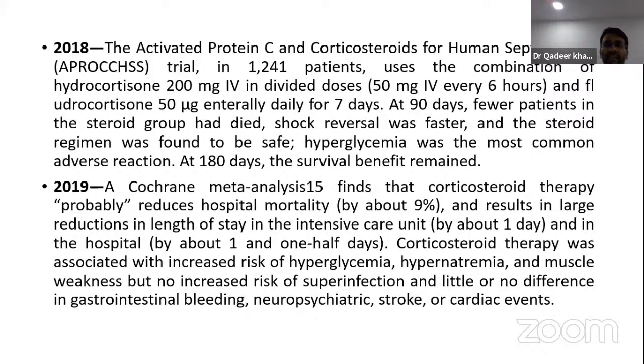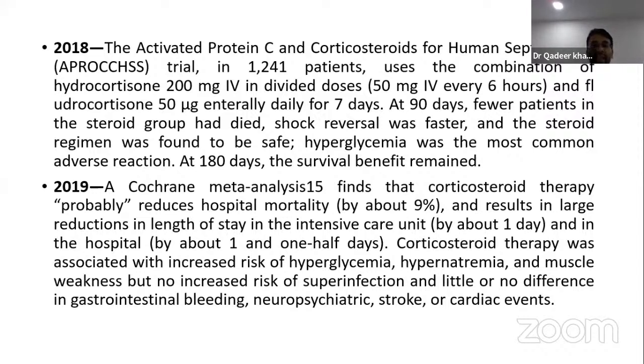As I told, the other trial was APROCCHSS, activated protein C and corticosteroid for septic shock. It was done in 1241 patients, using combined hydrocortisone 200 mg in divided doses, 50 mg IV every 6 hours, and fludrocortisone 50 microgram enterally for 7 days. At 90 days, fewer patients in the steroid group had died, shock reversal was faster, and the steroid regimen was found to be safe. Hyperglycemia was the most common adverse effect seen. At 180 days, the survival benefit remained the same.